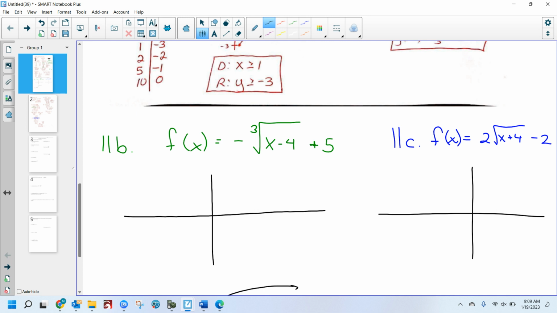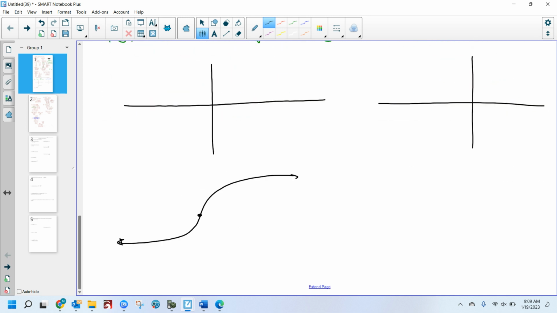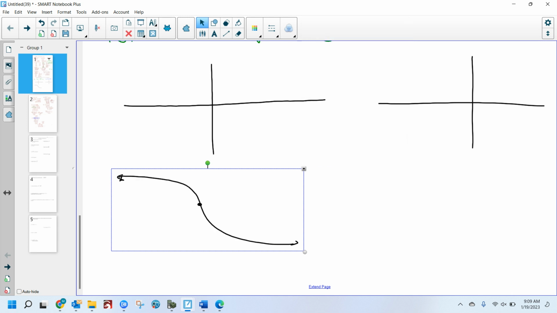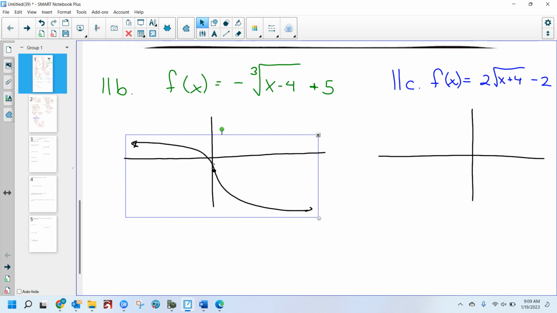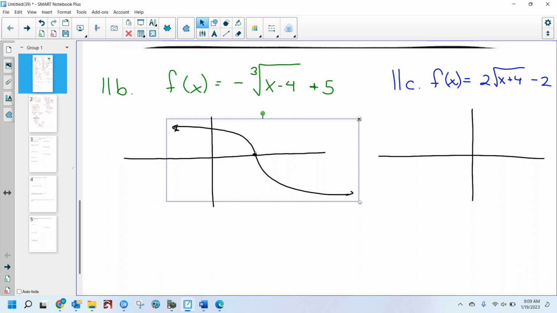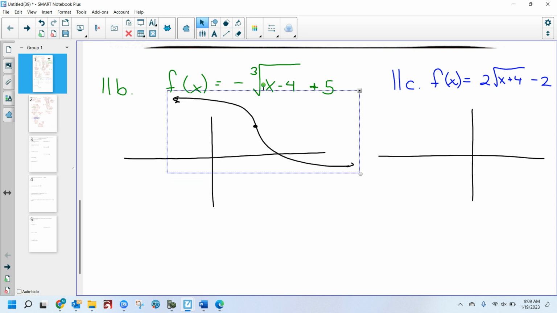This graph got translated to the right 4, up 5, and at some point it also got reflected across the x-axis. So now we know the graph's going to look like, let's see if the magic will happen here. That's right. So something like that. It was like that. It got moved to the right 4, up 1, 2, 3, 4, 5. Yours looks something like that.